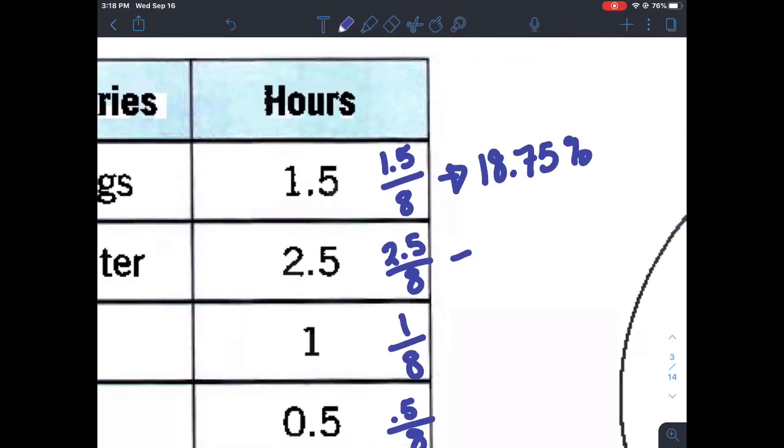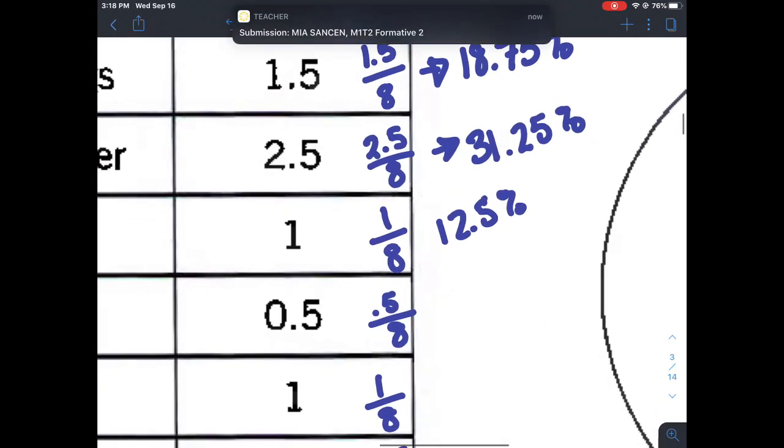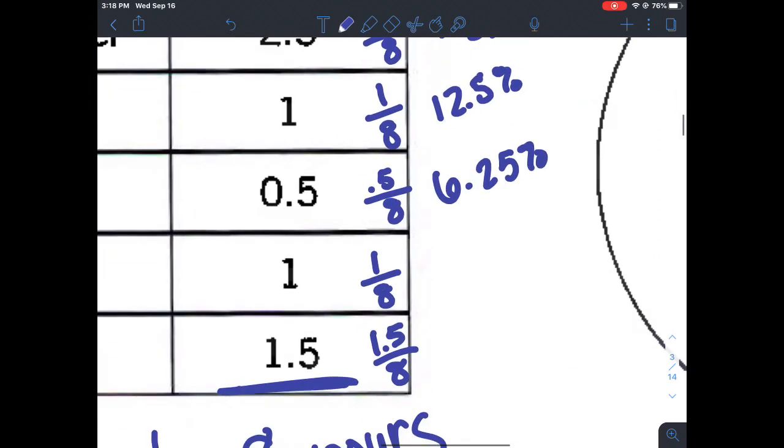18.75%. We have 31.25%, 12.5%, 6.25%. I'm getting so much work turned in. Oh my goodness. 12.5% and 18.75%.